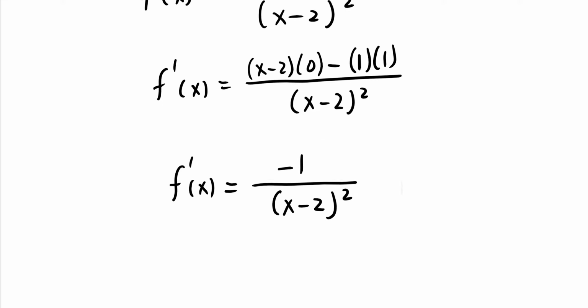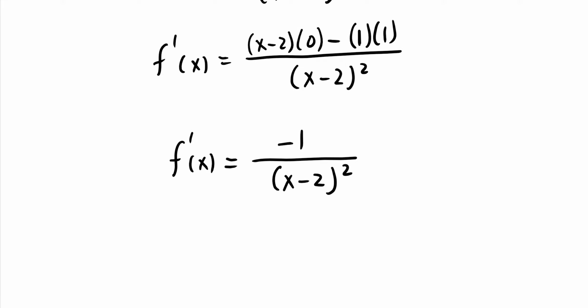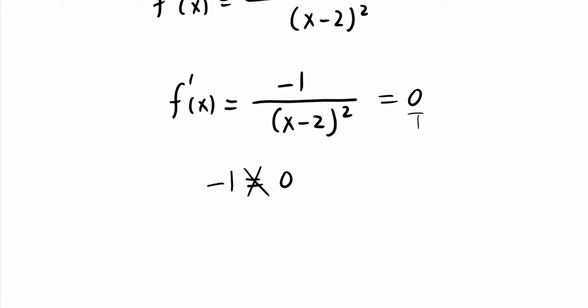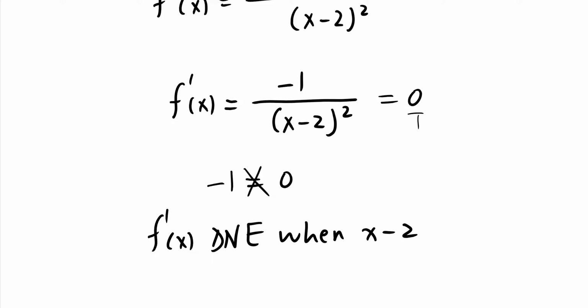So we are going to see what are the values of x that would make this 0 or does not exist. So can this equal 0? Well, if it is equal to 0 and you cross multiply, you're going to get negative 1 equals 0. Boom, doesn't work. It can't be 0. When does f prime not exist? f prime of x does not exist when the denominator is 0. That means when x is 2. So now do we say x equals 2 is a critical number, right?